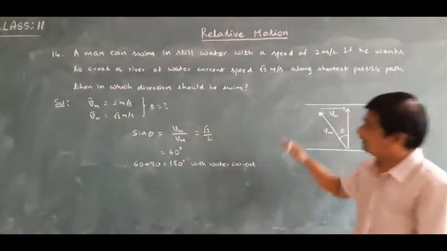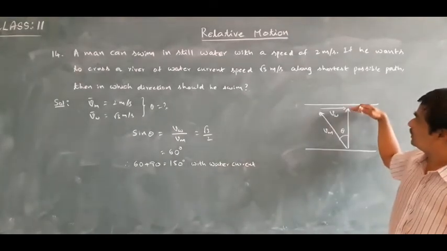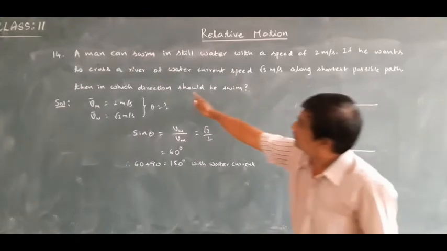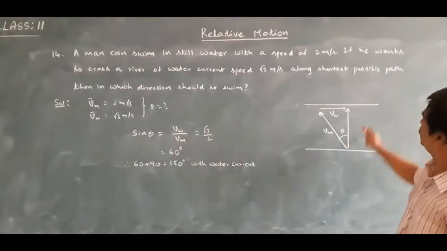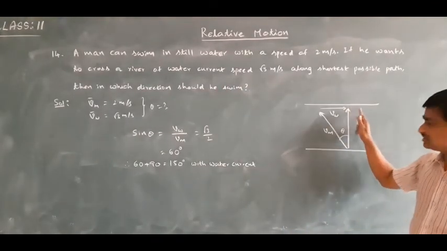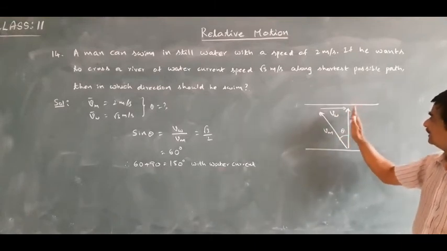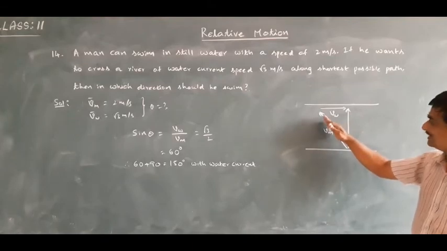Okay. Water is flowing with this velocity. In order to take the shortest possible path, he has to move in a perpendicular way to this water current. Then, if he wants to move in this way, he has to start like this.